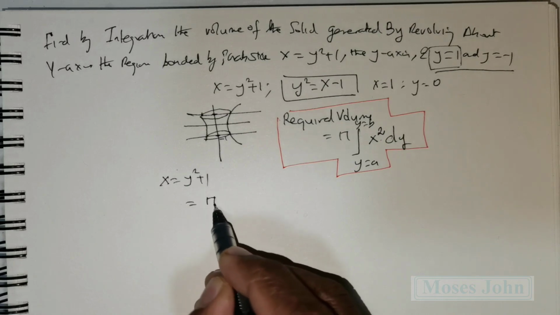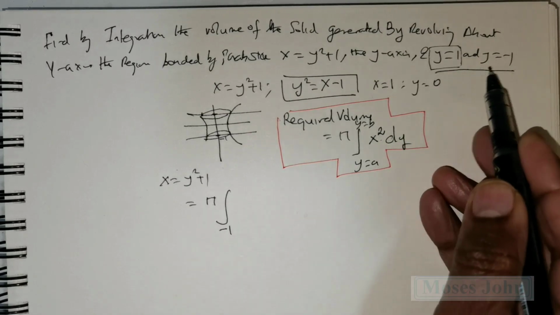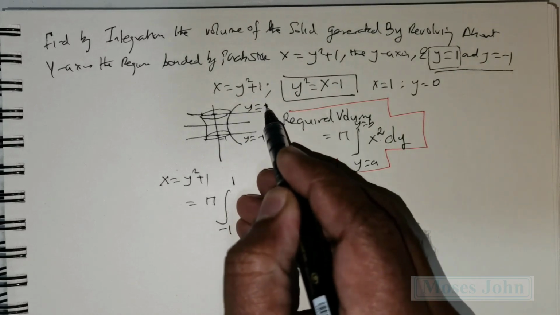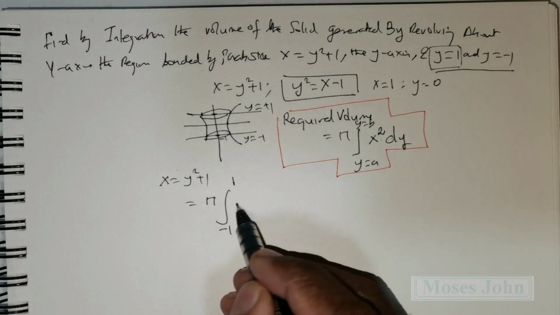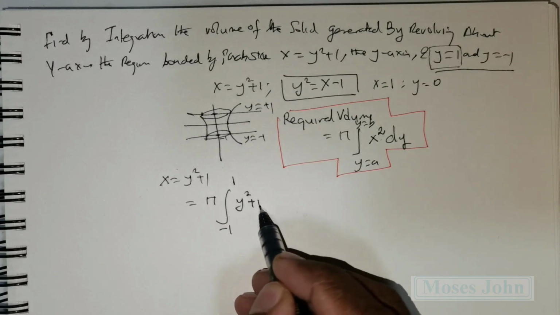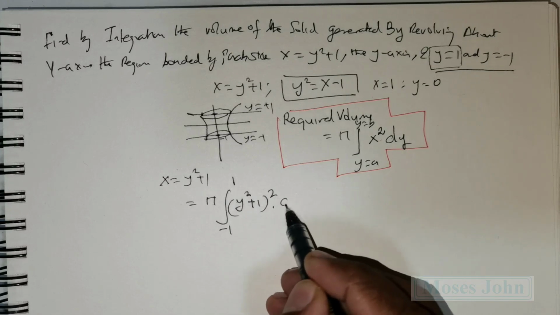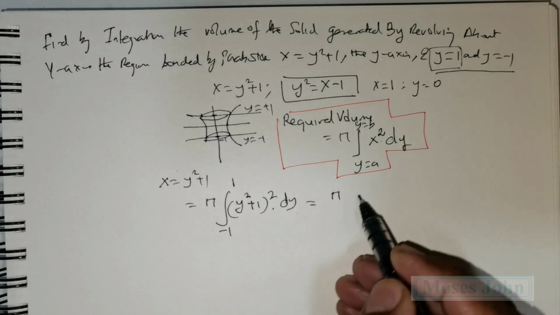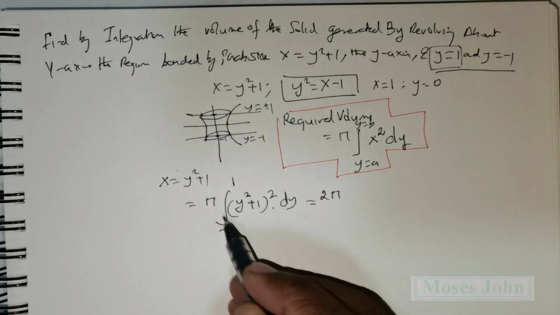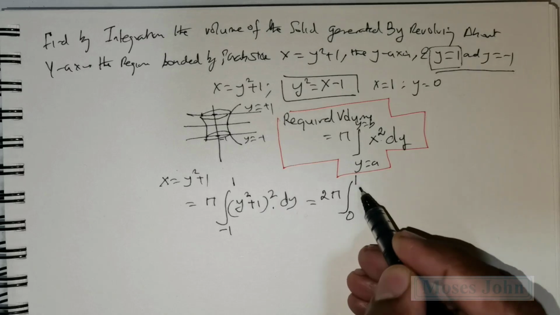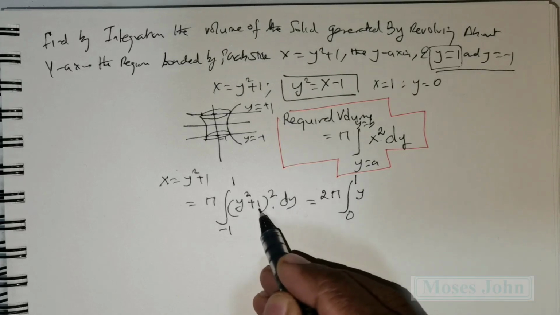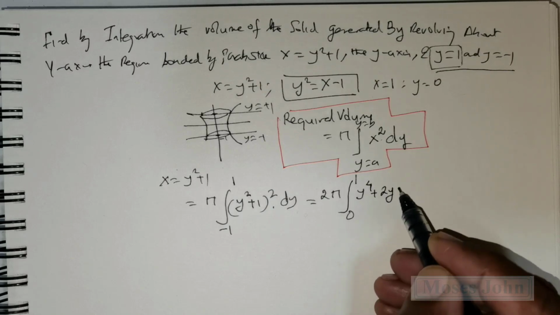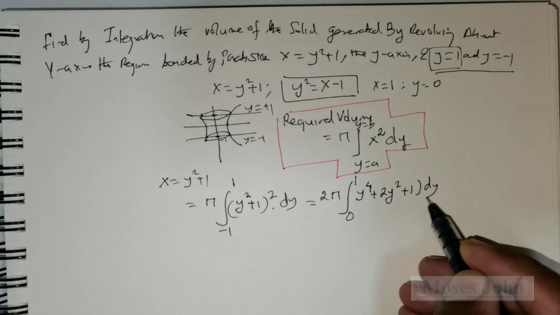So that is going to be equal to pi times, the limits are negative 1 to positive 1, because y is equal to negative 1 here and y is equal to positive 1 there. And x is going to be y squared plus 1 raised to the power 2 times dy. So this is equal to pi times. Now this is an even function, so I can multiply the quantity by 2 and change the limits from 0 to 1 and expand this y squared plus 1 whole squared. So that's going to be y raised to the power 4 plus 2 times y squared plus 1 times dy.